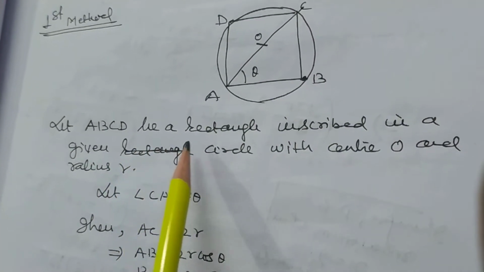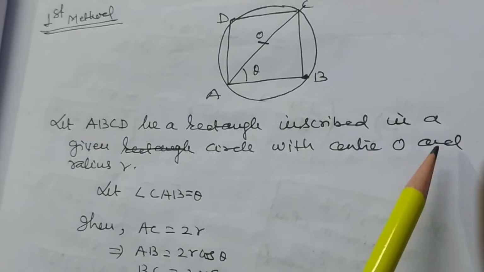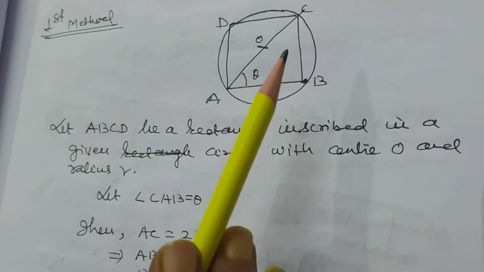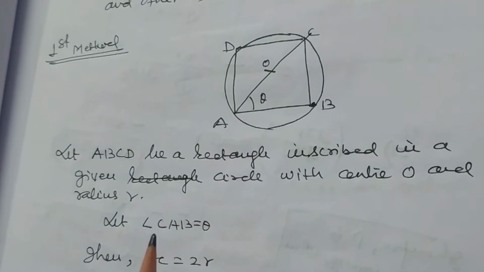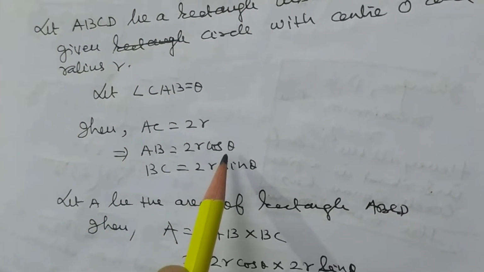Now let ABCD be a rectangle inscribed in a given circle with center O and radius R. And the angle CAB is equal to theta. So of course AC is equal to 2R. AB is equal to 2R cos theta.